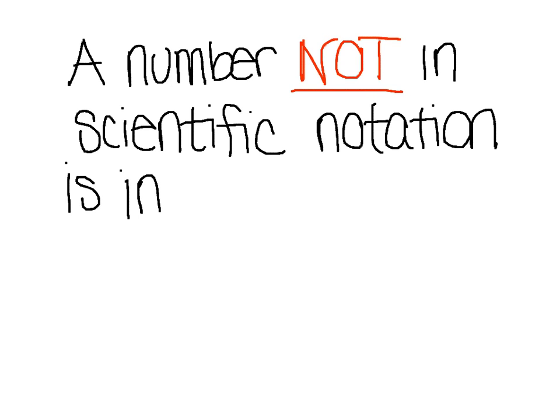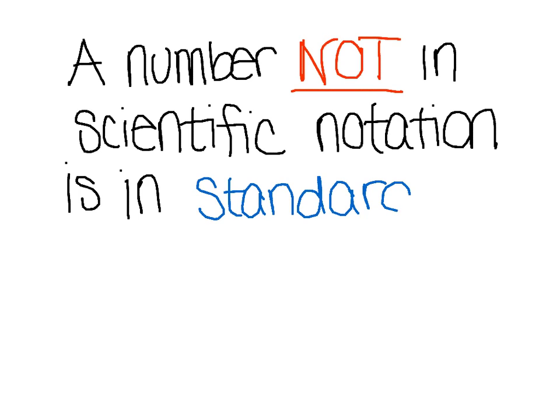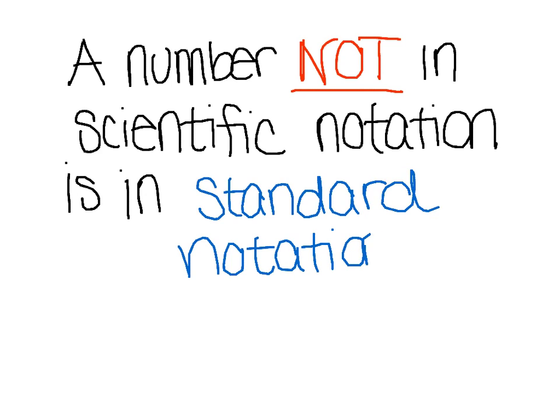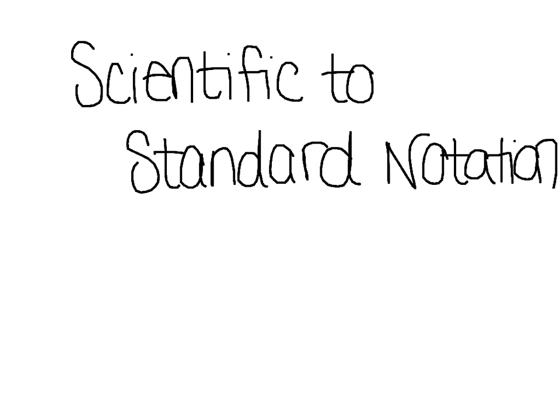A number not in scientific notation is in standard form. It's in standard notation. This is what we usually see numbers as: 1, 1000, 3600. These are all numbers that are written in standard notation. So we're first going to look at scientific to standard notation, and there's two important things to remember. This is when we're moving a number that's been given in scientific notation and putting it into our standard, normal way we look at numbers.